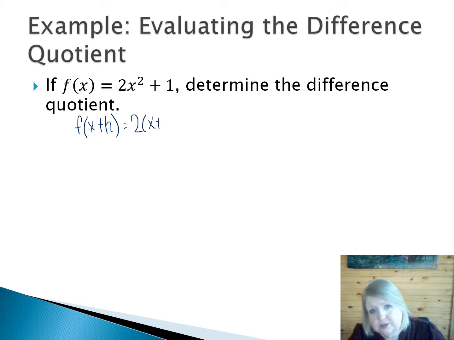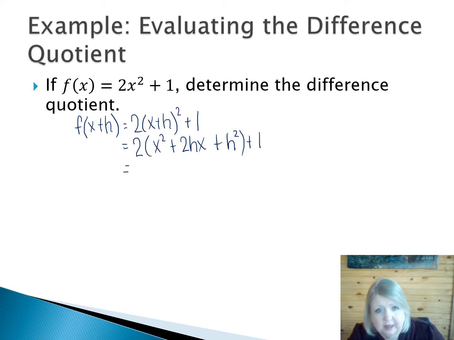And again, this is why I keep telling you, use your formulas. They're going to save you a whole lot of time because, see, I don't want to have to write that out and full it out. I just use my formula that says that's x squared plus 2hx plus h squared plus 1.